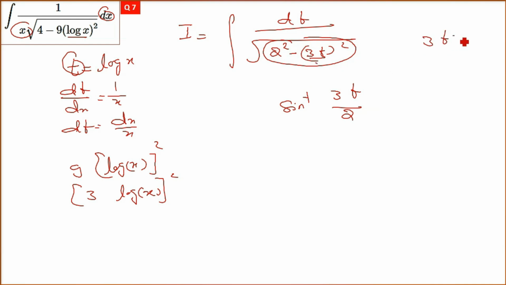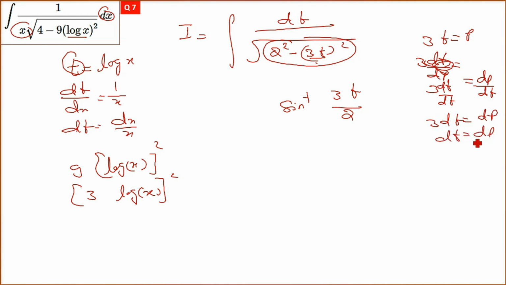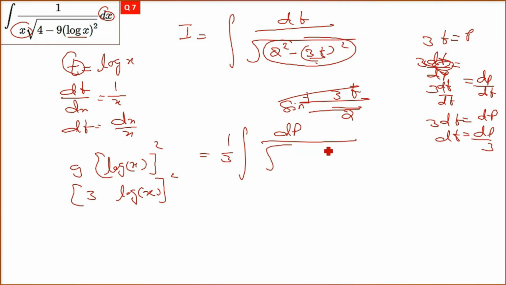If you take this 3t equals to p, then differentiating, 3 equals to dp by dt. That means if 3t has to be taken as p, this 3 dt will be equal to dp. That is, if you want to put this dt, it will be dp by 3. So let me just change this now. This dt can be written as dp by 3 because we need that 3. Now let us change this: 2 square minus 3t is p, so p square.